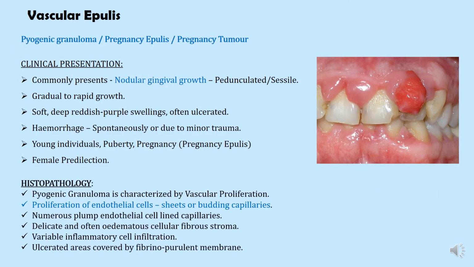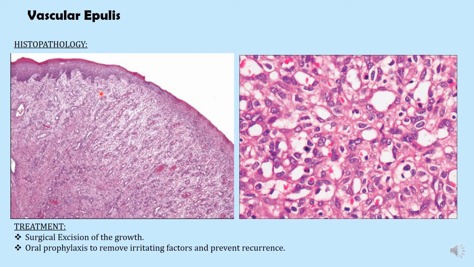Proliferation of endothelial cells in sheets of budding. Numerous plump endothelial cells are seen, and there is a fibrostroma with varying degrees of inflammation. So this is the histopathology. You're seeing the overlying epithelium here. This area here is ulcerated. How do I know this is ulcerated? Because you're not seeing the epithelium with the rete pegs over here, but dense inflammatory cells. All these white spaces that you're seeing correlate to high power view of the vascular spaces, and the blue dots that we see are the inflammatory cells.